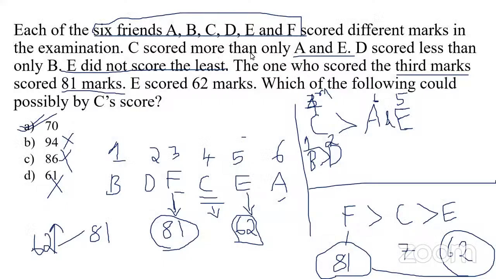Yes, is that clear now? The only option is 70, which is between 62 and 81. That's right. Is that clear for everyone? Yes, ma'am. Ma'am, can I tell one thing? Have any doubt? Yes, what?